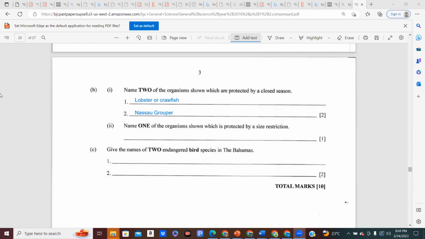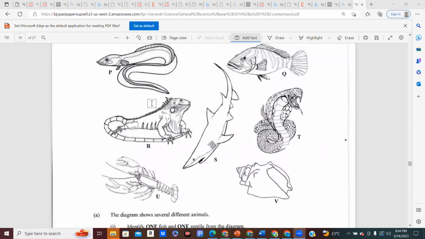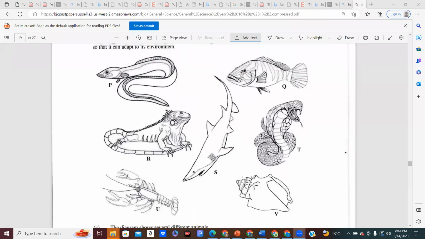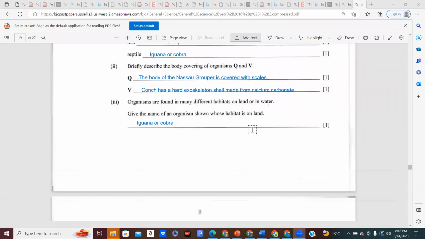Read B II, please. Name one of the organisms shown which is protected by a size restriction. Which one has a size restriction? The conch. The conch, yes. And what else? The lobster, yes, and the Nassau grouper. Very good.